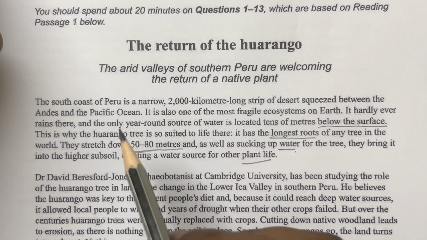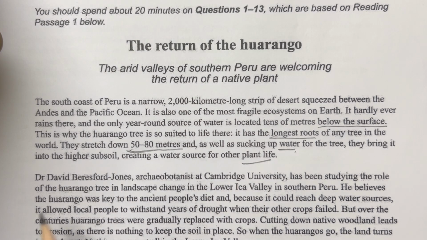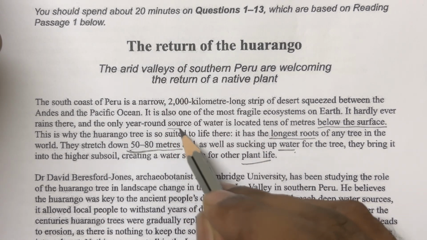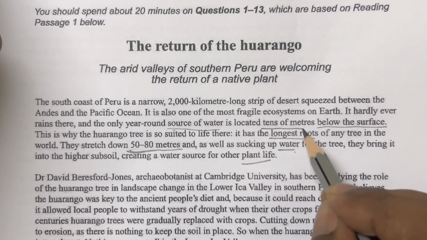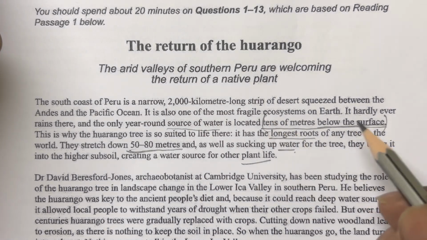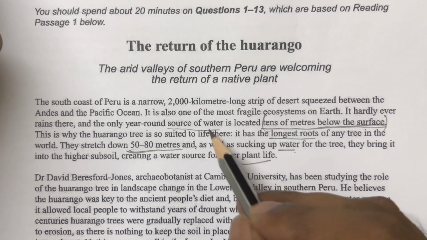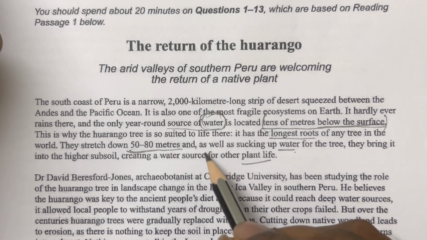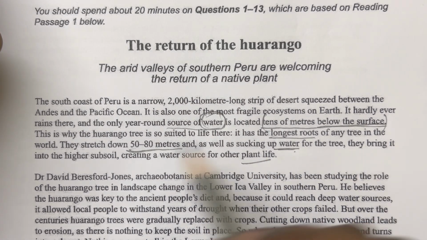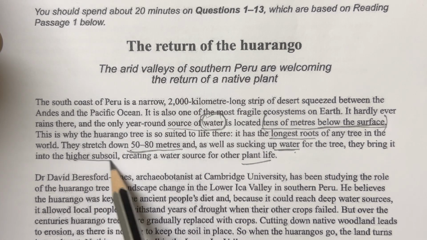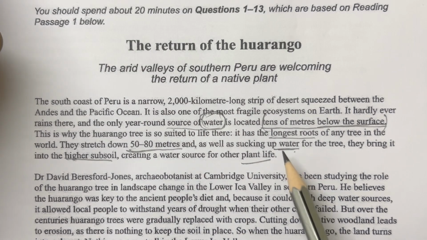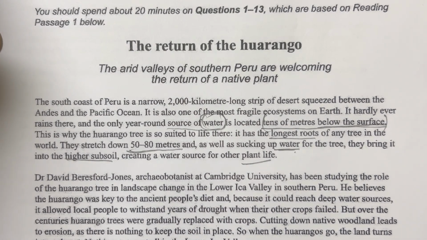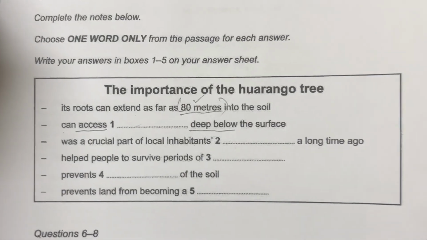So what's the question? Can access dash deep below the surface. So what is there deep below the surface? See, a source of water is located tens of meters below the surface. It means deep below the surface. What is located deep below the surface? Water, right? So water should be your answer. Also here we have one more hint. Sucking up water for the tree, they bring it into the higher subsoil. So water is very deep below, which the roots of this tree bring it up, right? So the answer for the first question should be water.